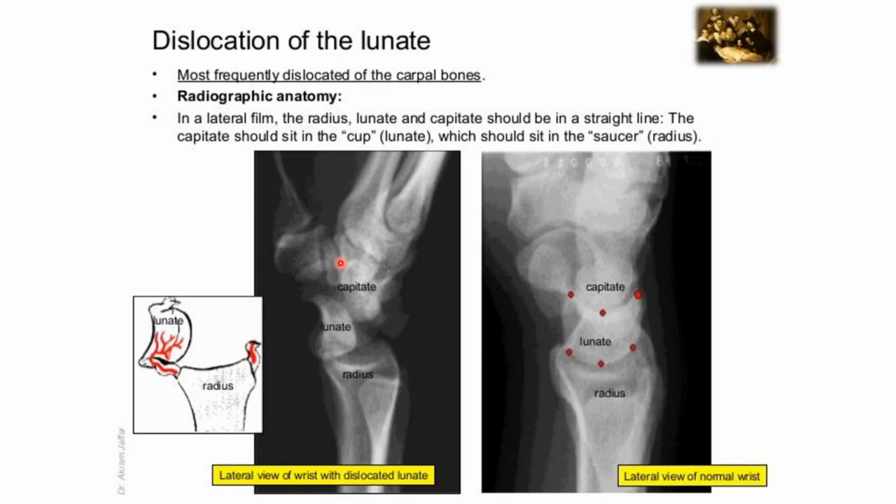Then lunate dislocation is again a common clinical condition among the dislocations of the hand. And in this radiograph you can see this is the normal radiograph, and the lunate is in its aligned position, while this radiograph is showing the affected one, in which you can clearly see the lunate is dislocated.